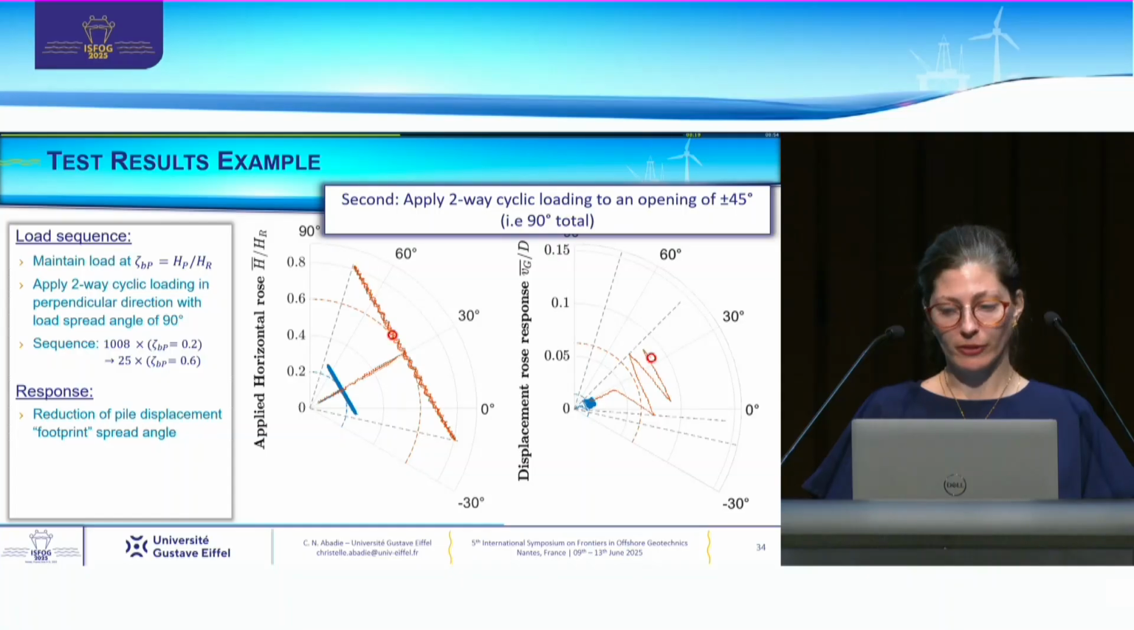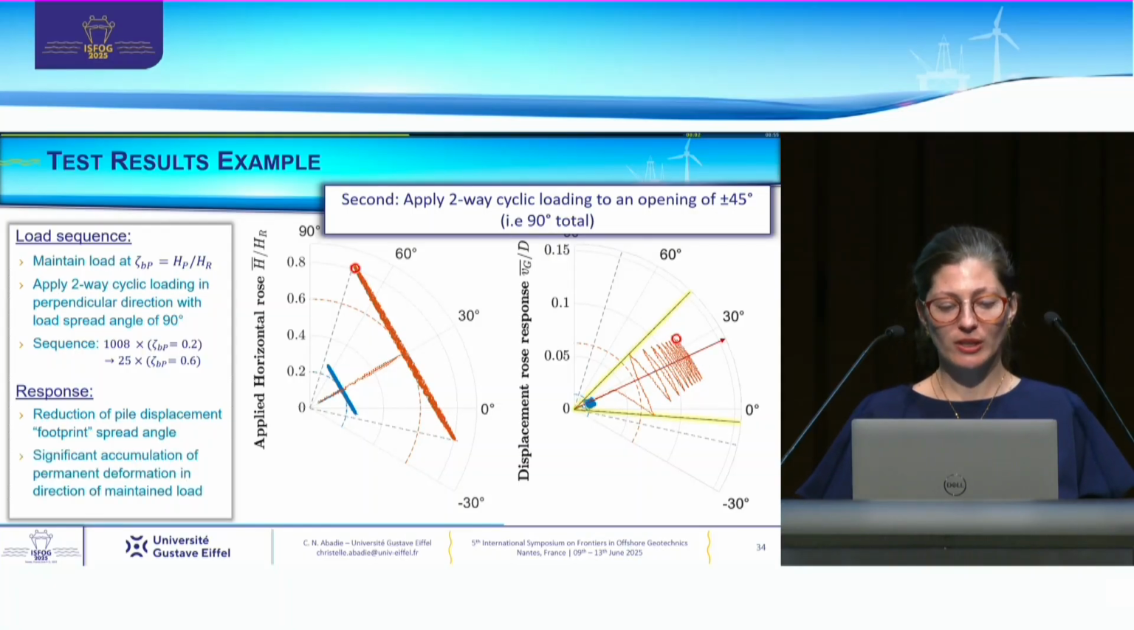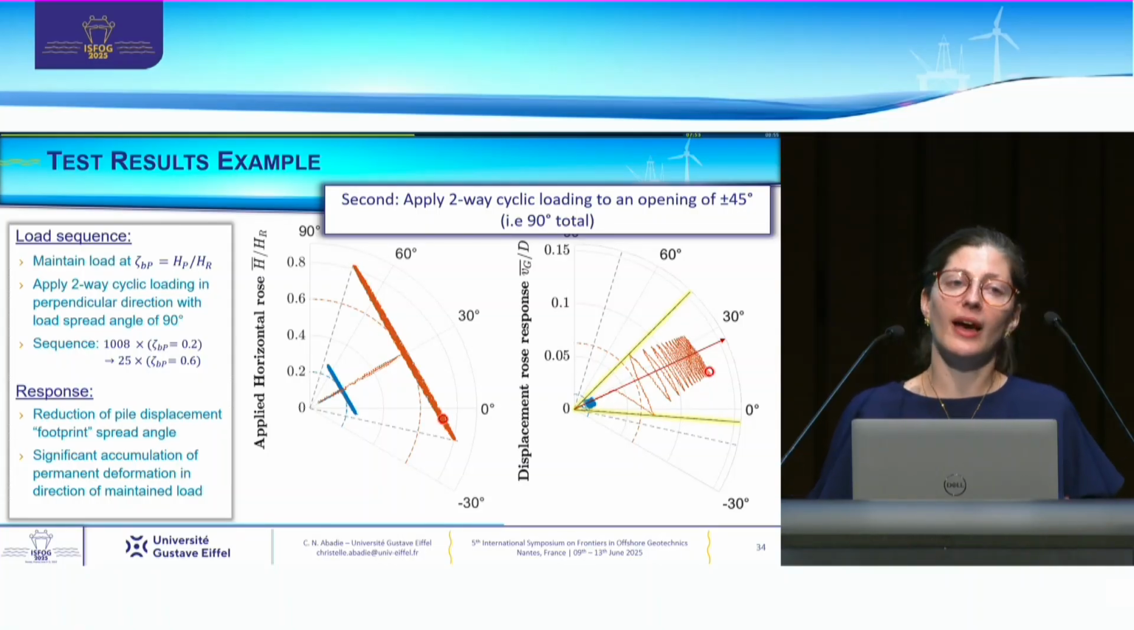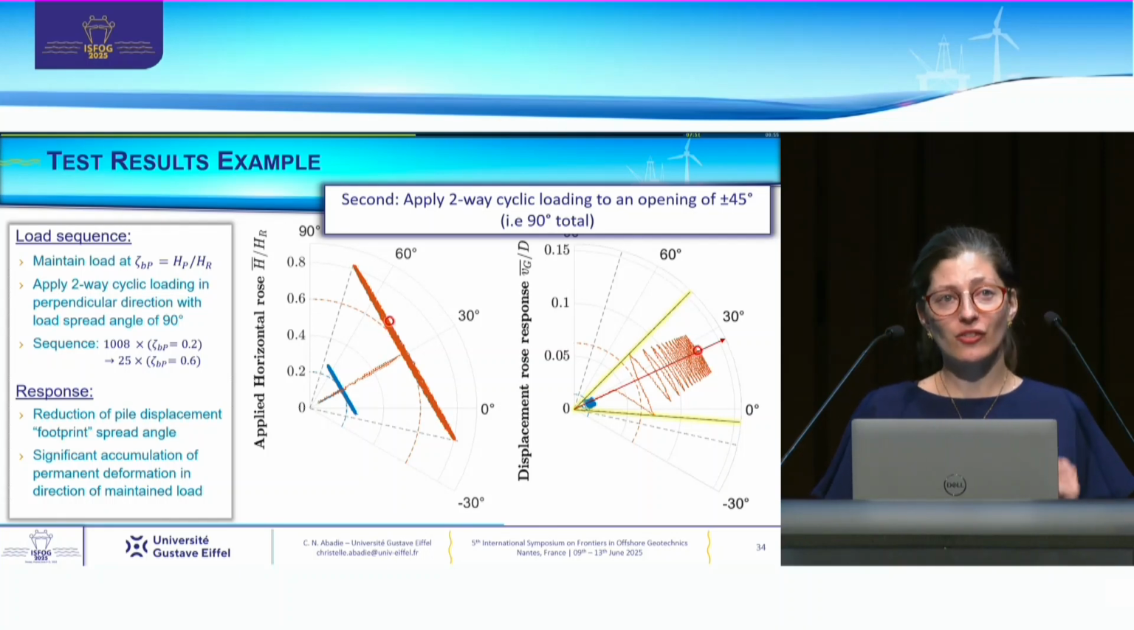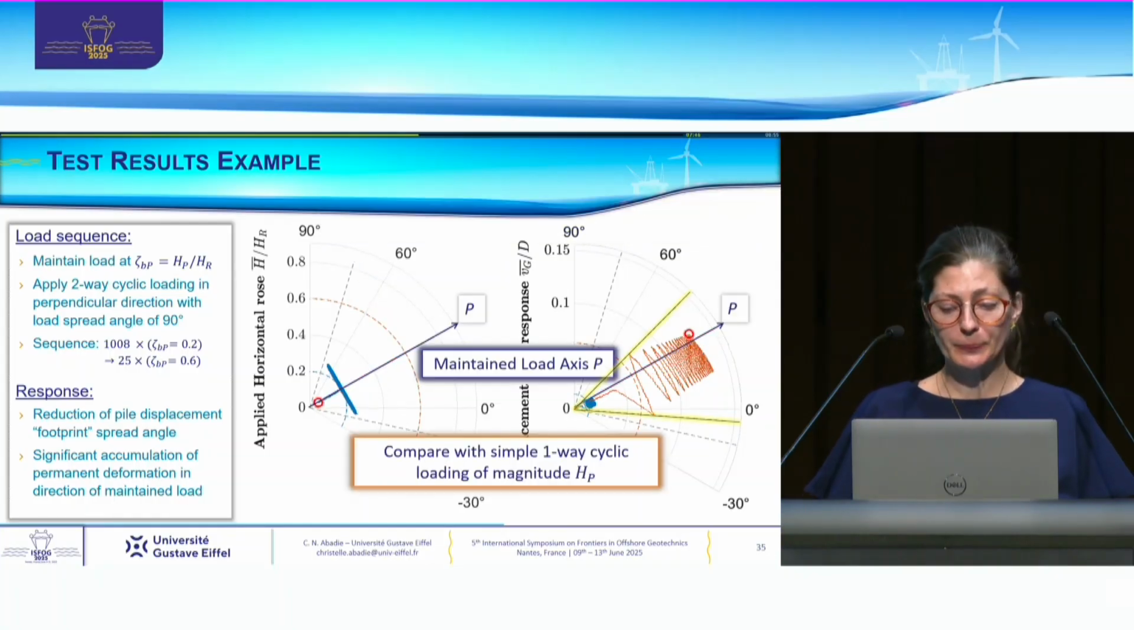What do we observe on this graph? First, there's a strong reduction in the displacement spread angle, that is the footprint of the displacement on the ground, compared to the load that I'm applying onto the pile. But most importantly, we have a very significant accumulation of displacement in the direction of principal load that would not happen during two-way cyclic loading without any maintained load. And that's very important to design because that could be detrimental to our initial design.